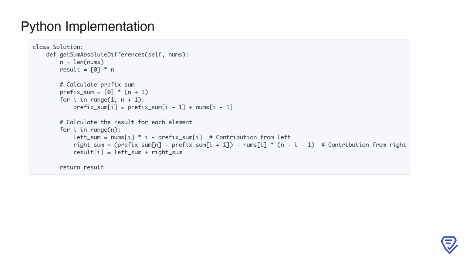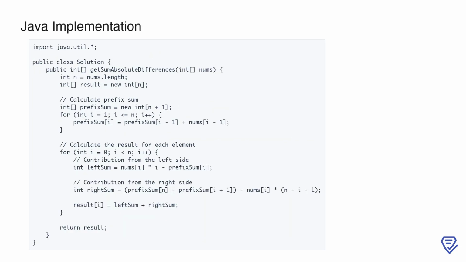4. Returning the result. Finally, the result array is returned as the output, containing the sum of absolute differences for each element in the input array. This approach is efficient, with a time complexity of O(n), since we process the array linearly a couple of times, once for prefix sum calculation and once for computing results. This is a significant improvement over the naive O(n²) approach where we would calculate absolute differences for each pair of elements directly.